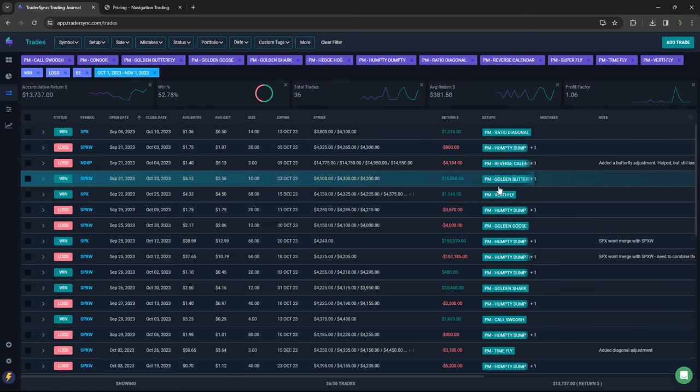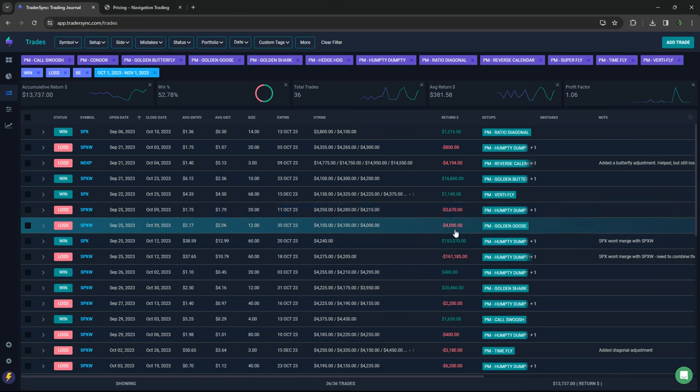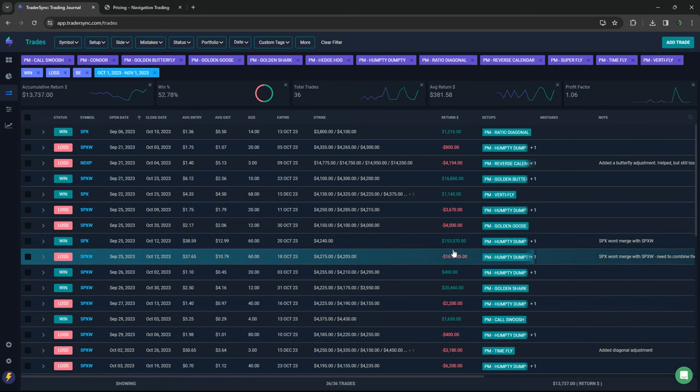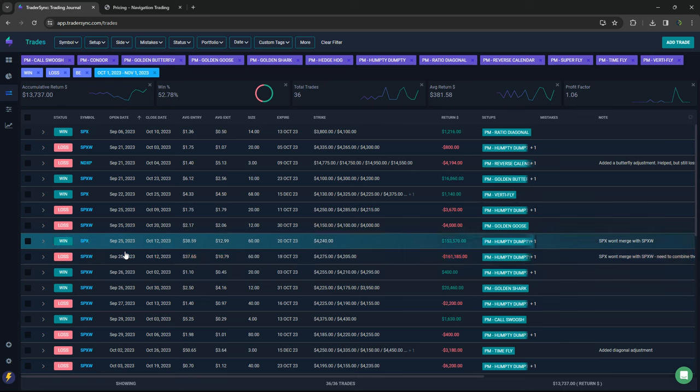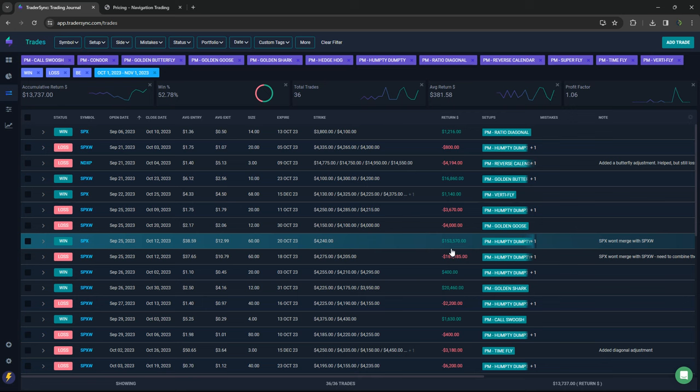$16,000 winner on a golden butterfly. $3,600 loser on a Humpty, $4,000 loser on a golden goose. These two actually should be combined. You can see when I Toss was having some upload issues, so I had to upload from TD Ameritrade. One is categorized as SPXW, one's SPX. So if you combine these, this is actually one trade that was about minus $6,000.